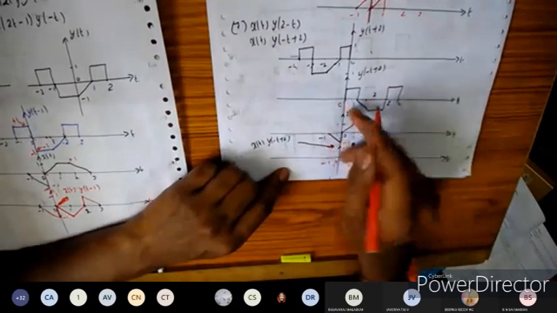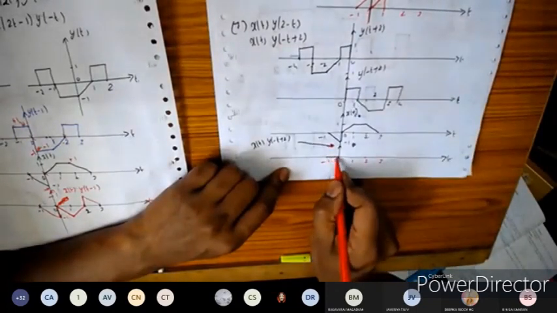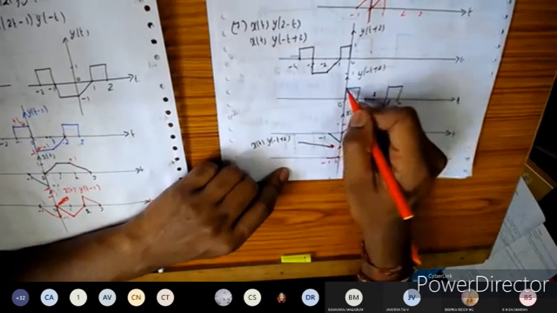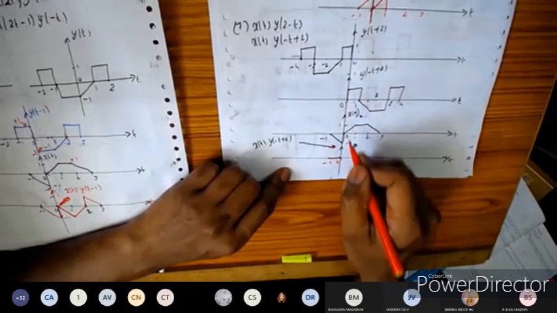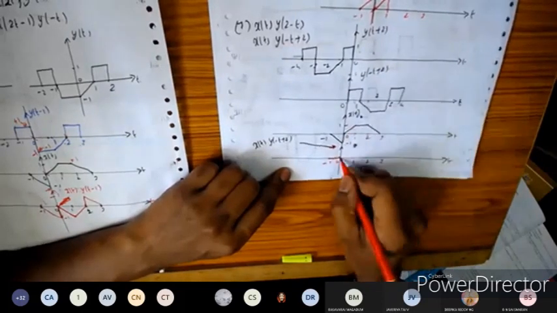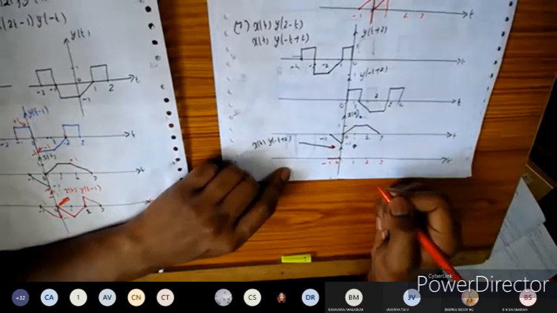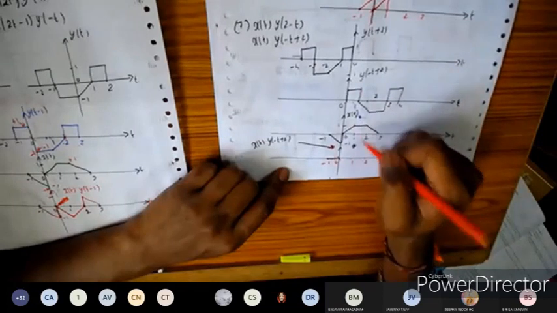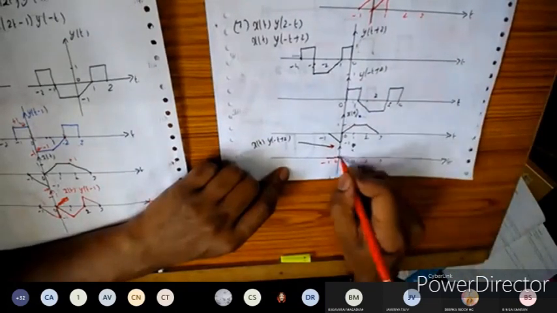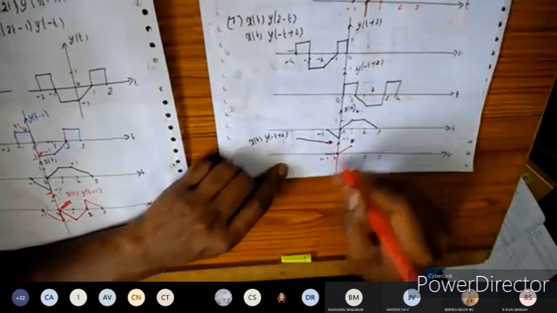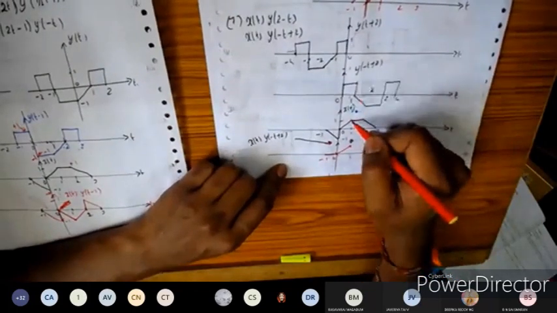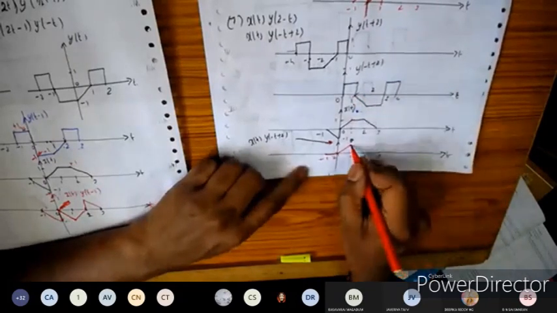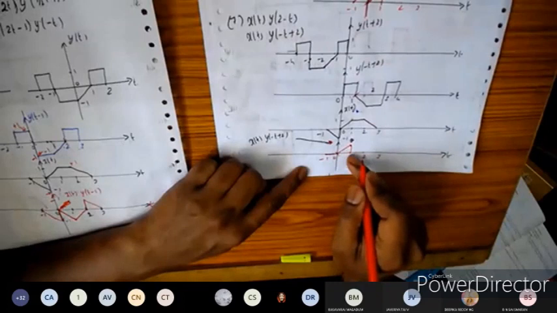Product. At t less than 0, there is no waveform, so we get 0. Next, at t exactly equal to 0, it is 0 here. 0 multiplied by 1 will be 0 only. Next, for t less than 1, it is 1 here. 1 multiplied by 1 will be 1. So let us mark and join the line here. Next, at t exactly equal to 1, it is 0. 1 multiplied by 0 will be 0 only.